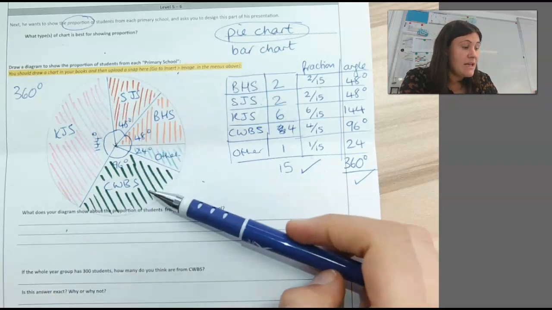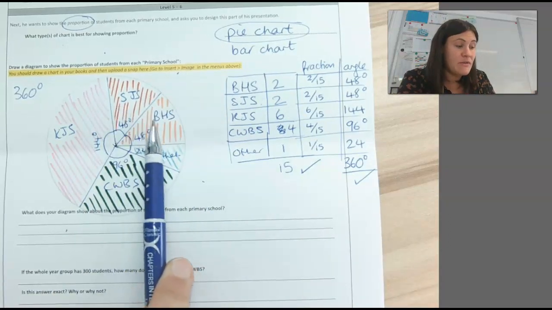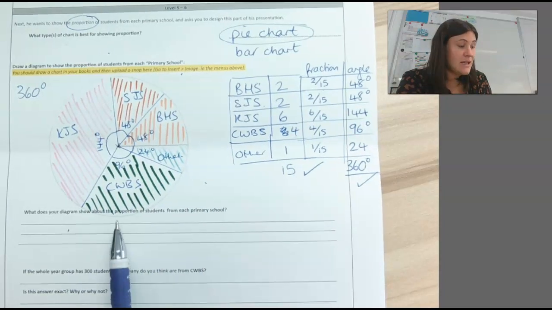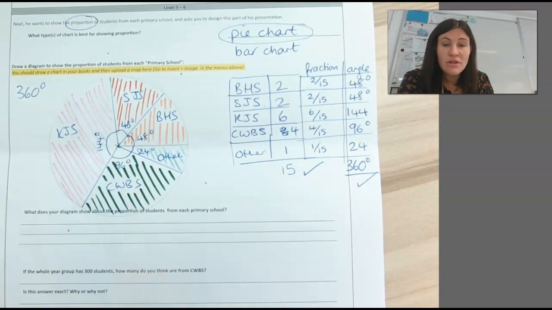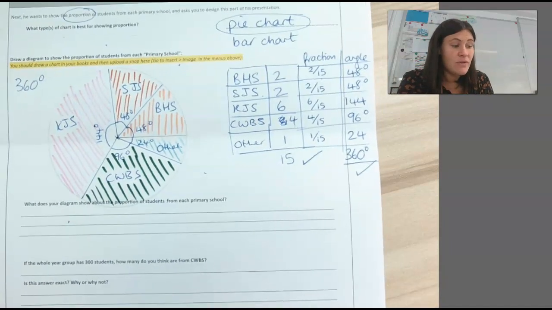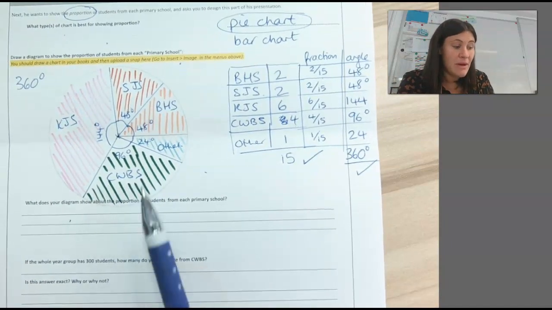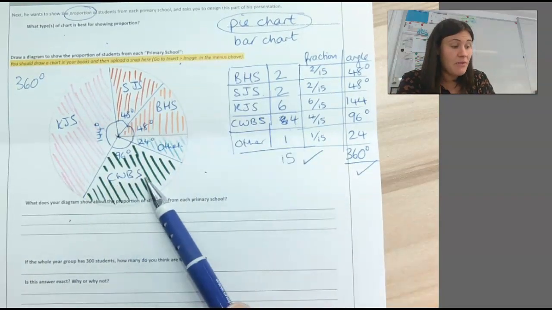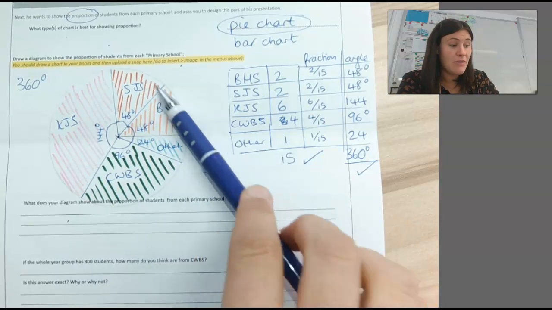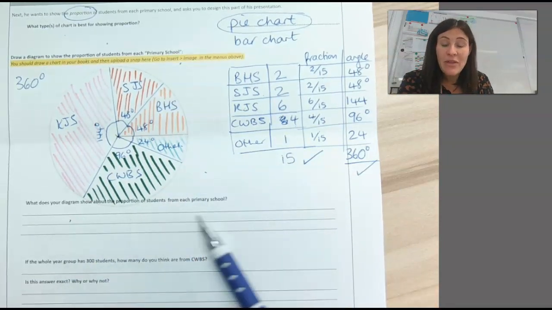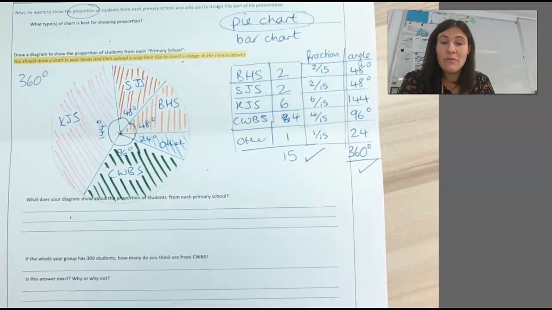You could say it shows there's the same proportion of students from SJS and BHS. We could say that most of our students come from KJS. We could say that over a quarter of the students have come from Clearwater Bay School. We could say that there's the same number from Clearwater Bay School as there are from SJS and BHS combined. Here could really have just been anything that you can see from looking at your chart. Okay.